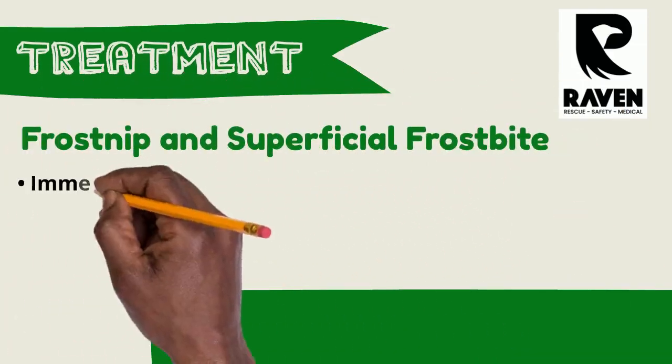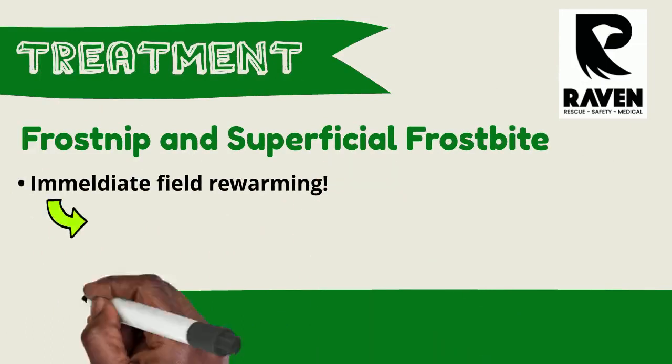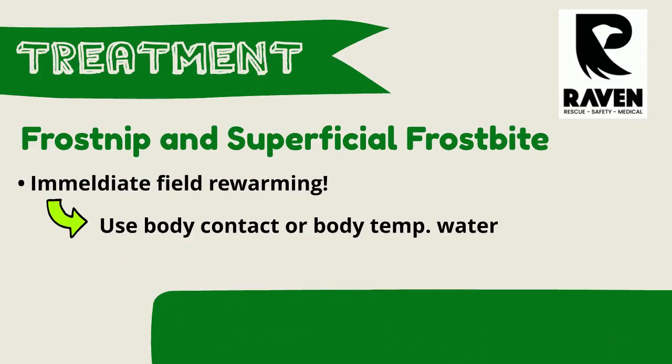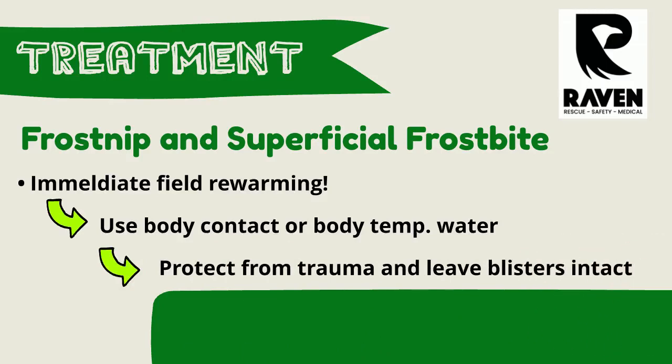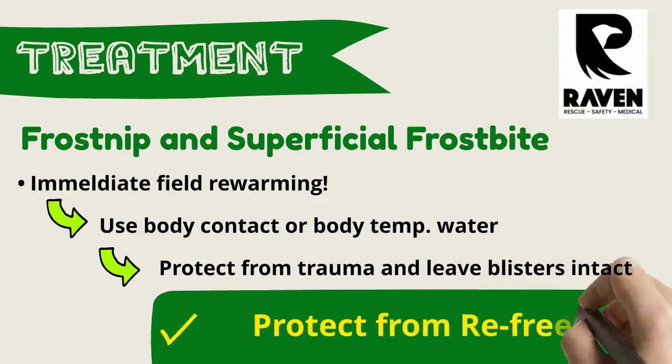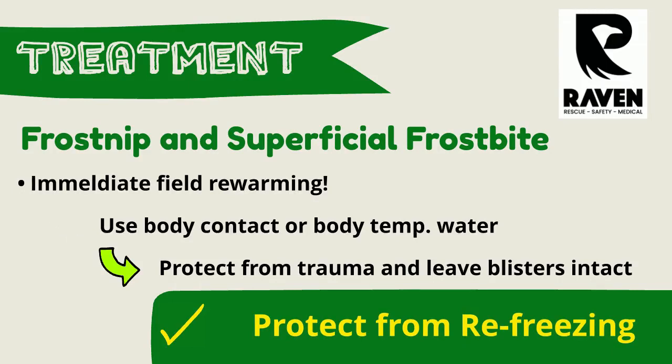It's immediate field rewarming. Using body contact or warm water, you want to rewarm the injured tissue as soon as possible. Once you've rewarmed it, you want to protect it from trauma, and if it does blister, make sure you leave the blisters intact. The main thing to remember with superficial frostbite or frostnip is to protect it from refreezing. If the injury does refreeze, you'll have a significant increase in tissue damage.